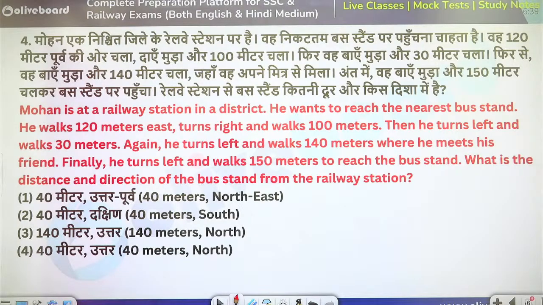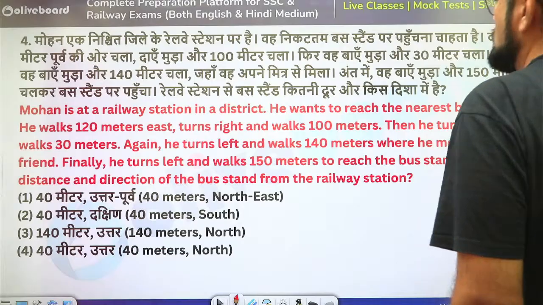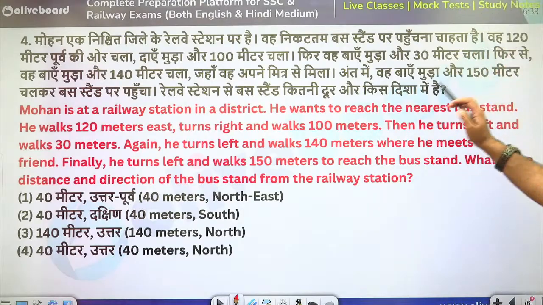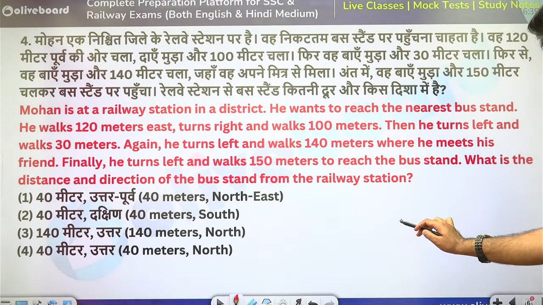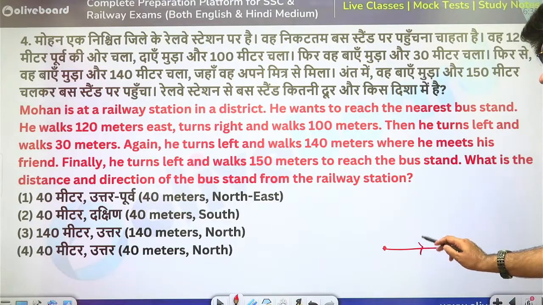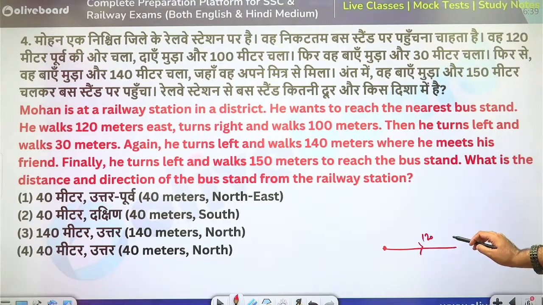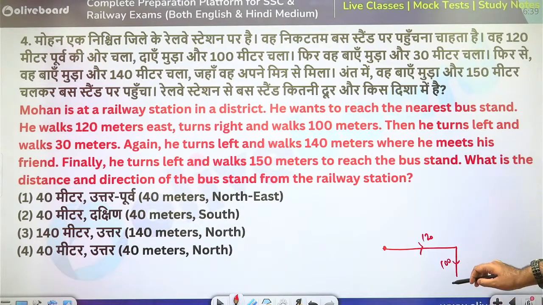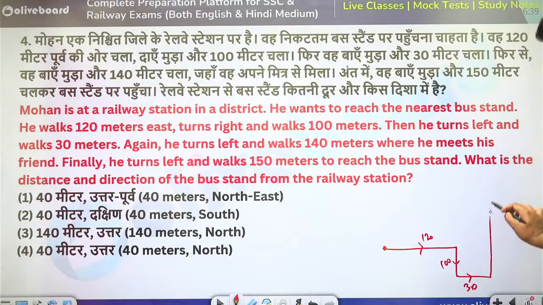Now Mohan is at a railway station in a district. He wants to reach the nearest bus stand. Okay. He walks 120 meters east. So if this is the point, he's going 120 meters towards the east. Turns right and walks 100 meters. Then turns left and walks 30 meters. Again turns left and walks 140 meters. So he's already going 100 and he's going 40 more.